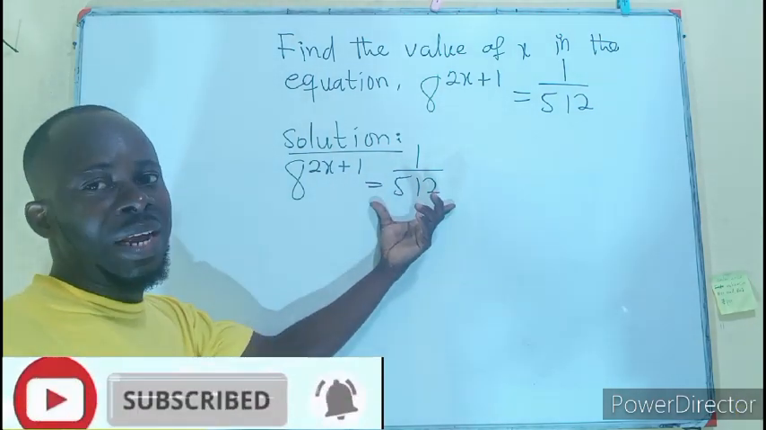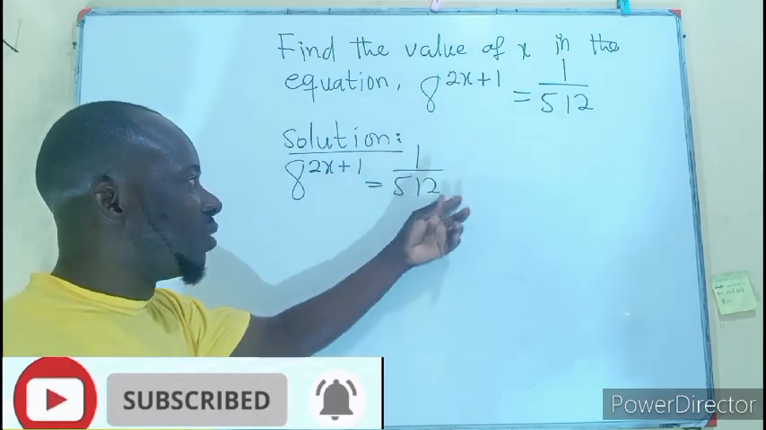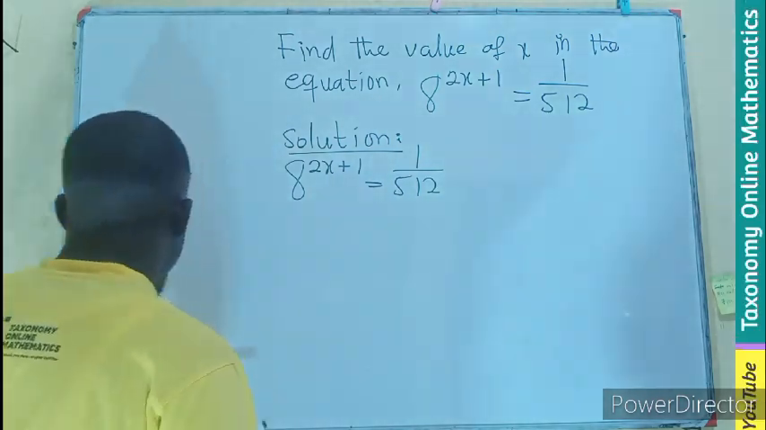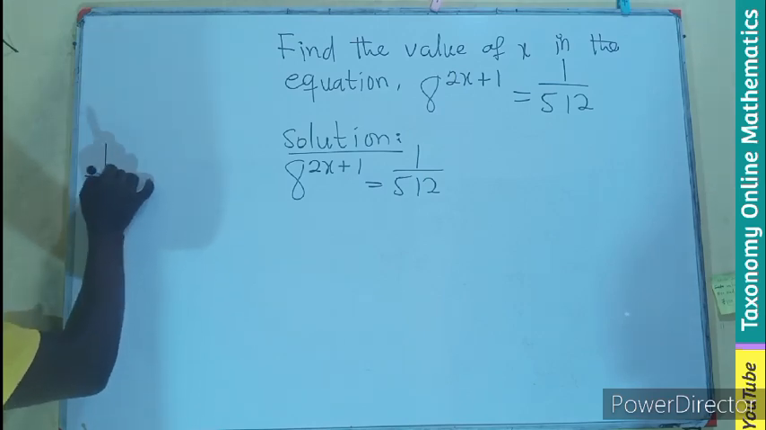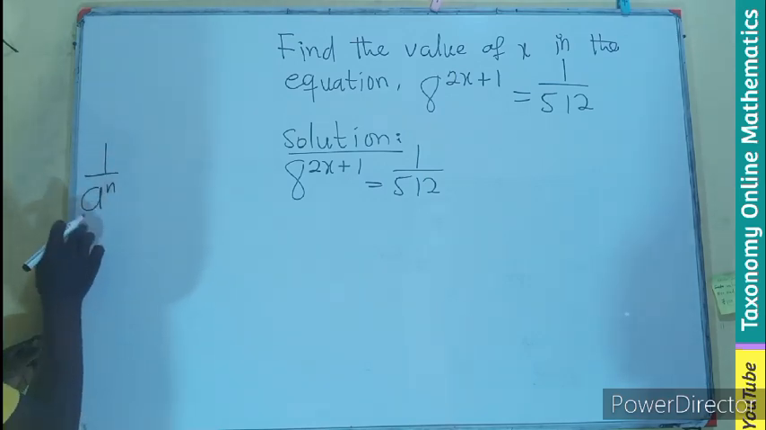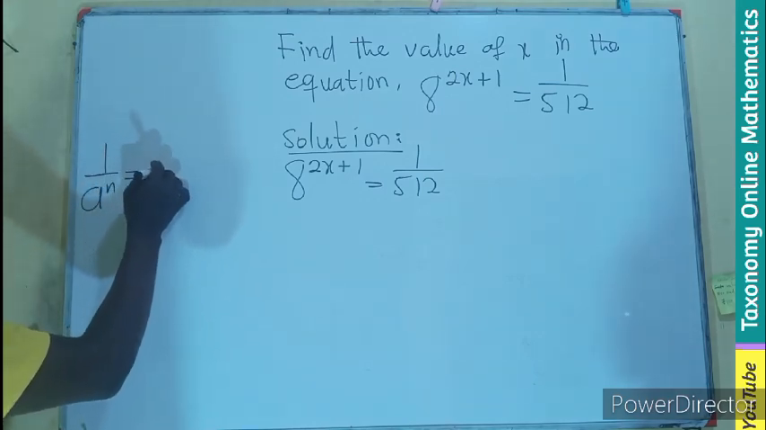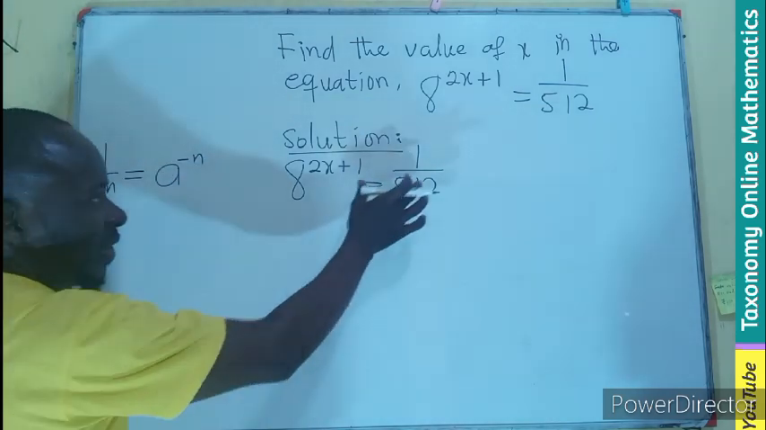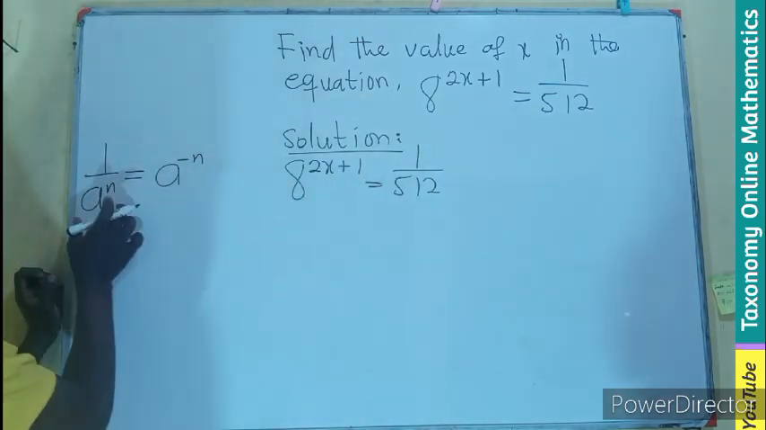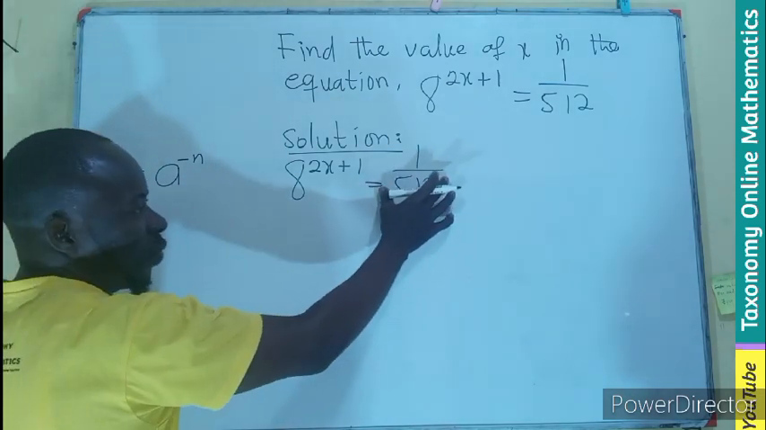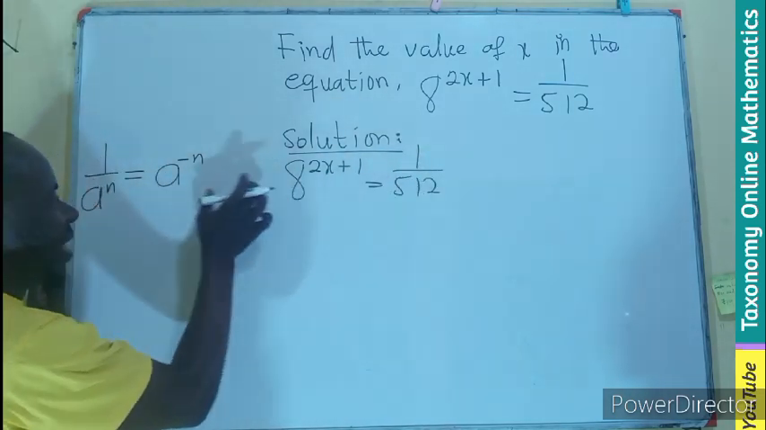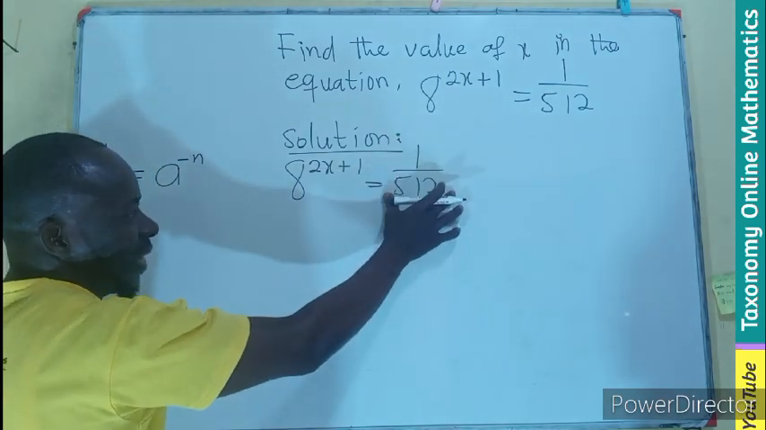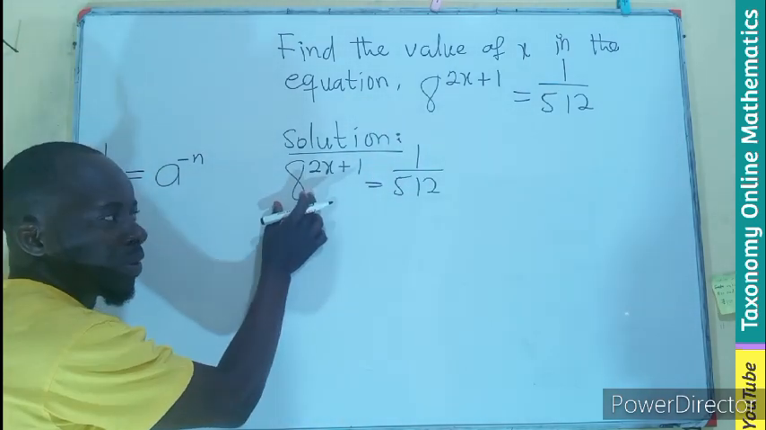And I'm seeing a fraction here, meaning I have to reduce the fraction to a whole number. Remember, 1 over a exponent n is given as a exponent negative n. So this is also 1 over a number. Then we can rewrite this in this form, or we maintain it and look at the 8.